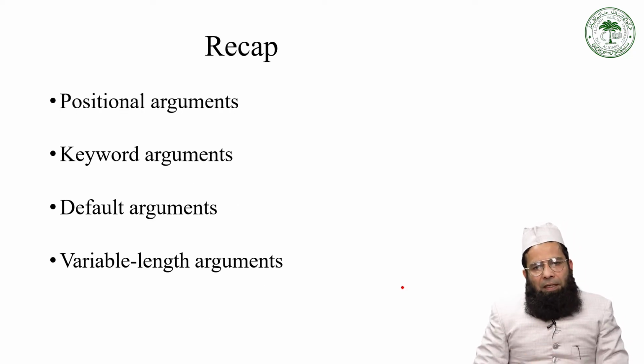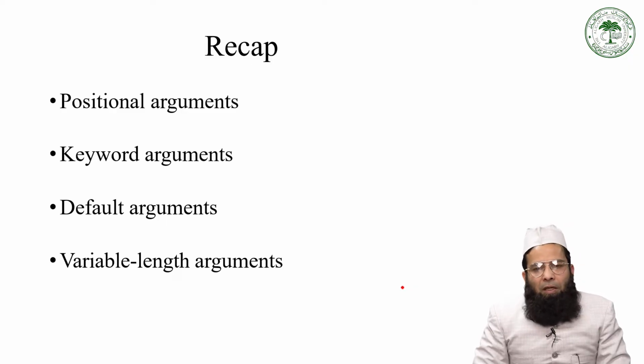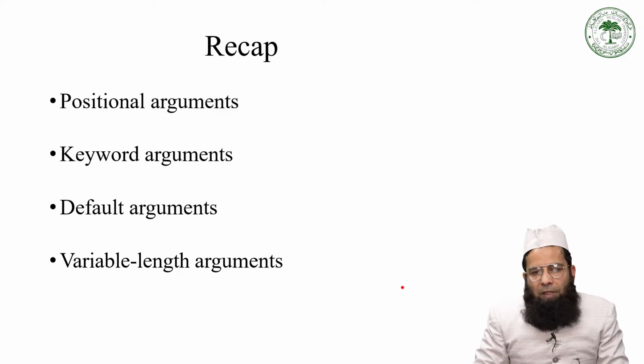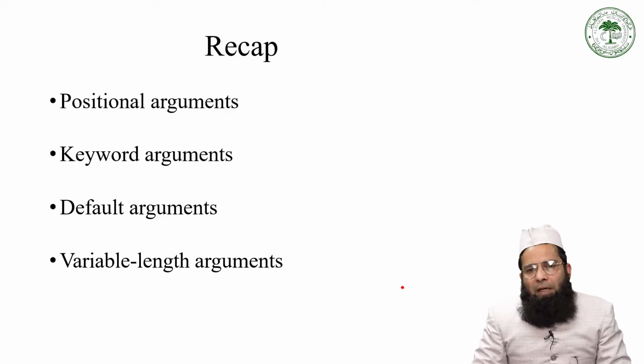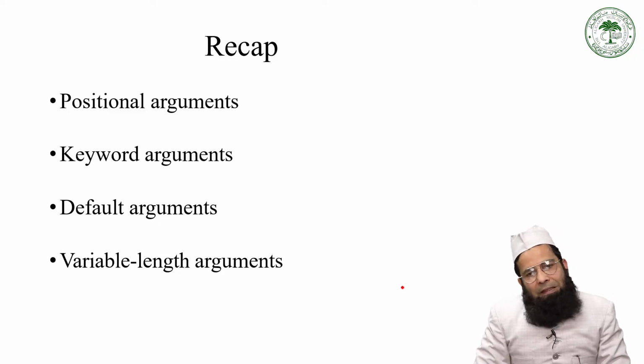We have seen in the last class different types of arguments as far as functions are concerned. So we had seen positional arguments, keyword arguments, default arguments, and then variable length arguments. So these types of arguments were discussed in the last class.